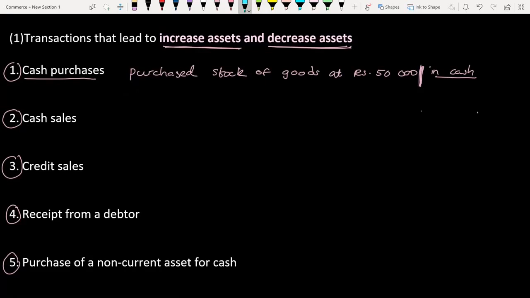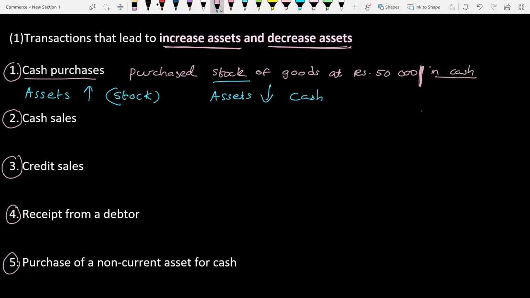When a business purchases stock, what happens? Assets of the business will increase because of stock. Since stock increases, the assets of the business will increase. On the other hand, again the assets will decrease because the business has to pay cash to the supplier. So cash, the asset called cash, will reduce. Because of that, the assets of the business decrease.